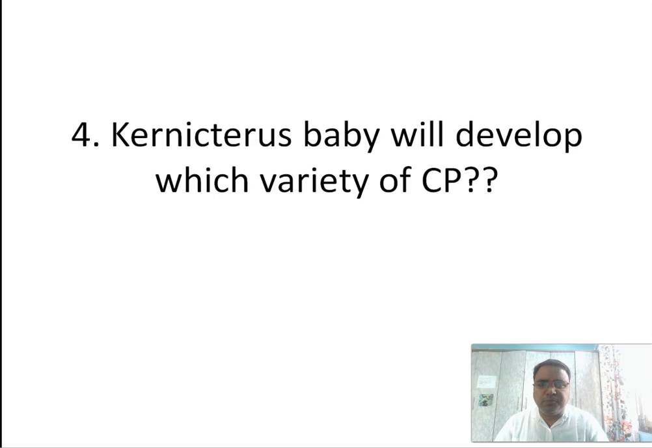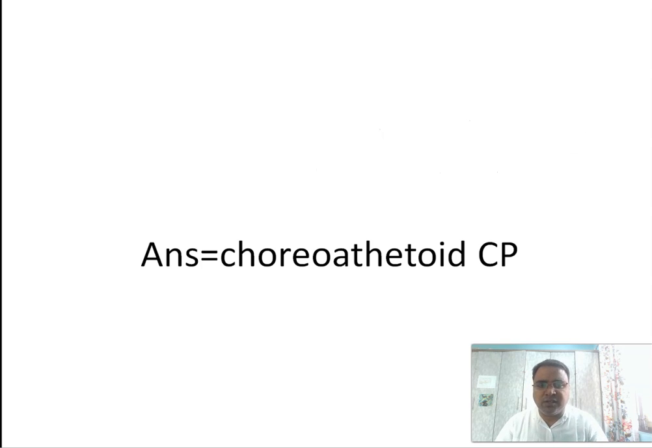Next, a Kernicterus baby will develop which variety of CP? Suppose a newborn baby developed Kernicterus in the neonatal period. If the child is going to develop a form of CP or cerebral palsy, which form of cerebral palsy is common? The answer is choreoathetoid CP.